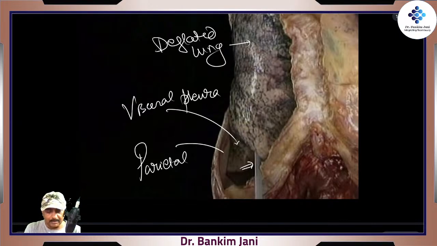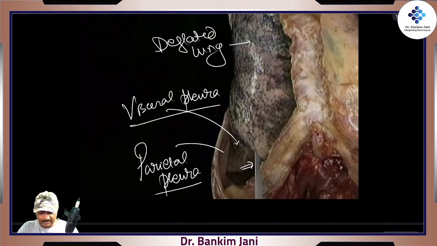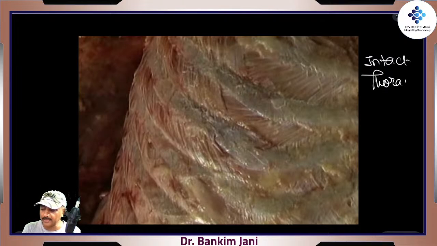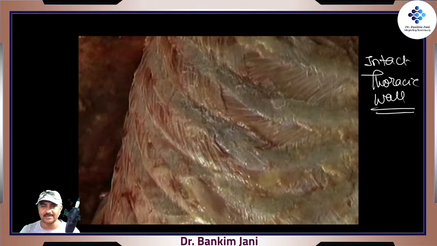Visceral pleura. Now here too, we have already opened that cavity, right? So everything has been exposed, right? But see, this is intact, completely intact thoracic wall. So what we do, just to understand how lungs collapse, right? In between the parietal pleura and visceral pleura, there is only fluid and there is nothing else, right? It's only this much.